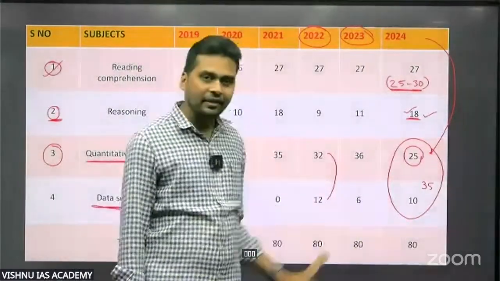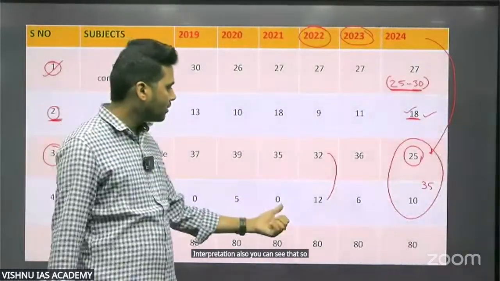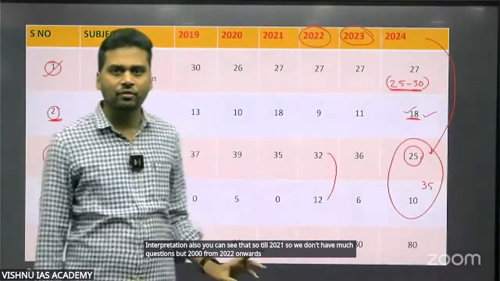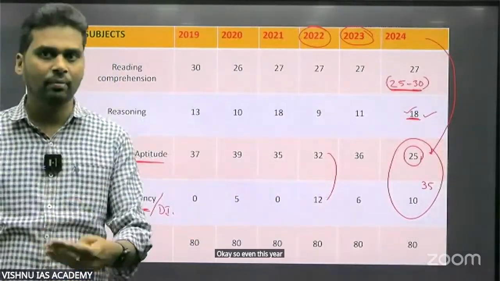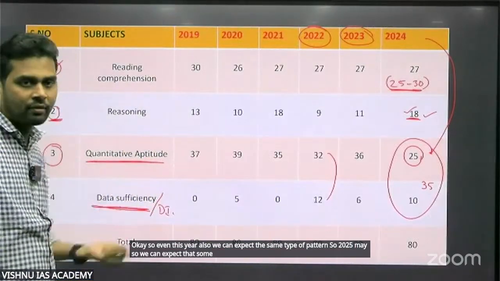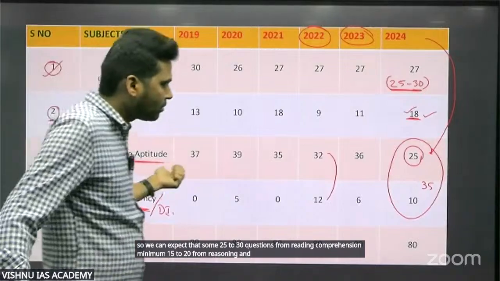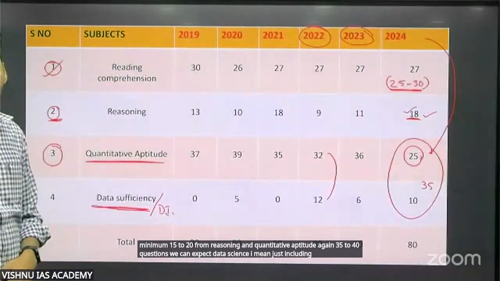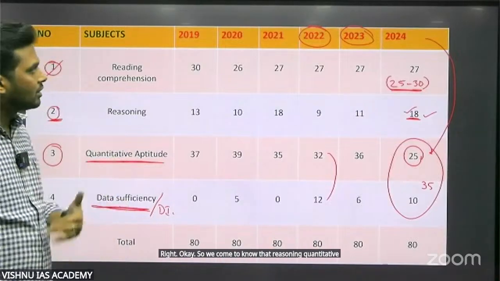By the way, this is the trend. Data sufficiency and data interpretation also you can see. Till 2021 we don't have many questions, but from 2022 onwards, every year we have questions from DI or data sufficiency. So this year also we can expect the same pattern. In May 2025, we can expect some 25 to 30 questions from reading comprehension, minimum 15 to 20 from reasoning, and quantitative aptitude again 35 to 40 questions, including data sufficiency and DI.